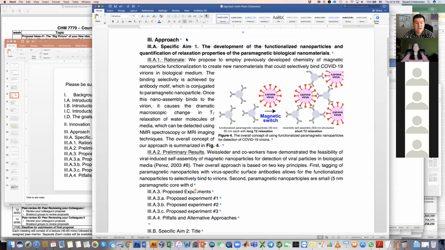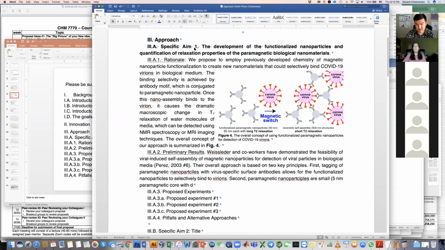I will copy and paste something which I prepared before this lecture. And now what you see I'm doing is I'm changing the font type. Here I'm making this section bold. I'm emphasizing that this is approach. This way, when the reviewer navigates through your proposal, he or she will be able to quickly figure out where your approach starts, what is your specific aim one, and what I'm doing here is essentially restating what my specific aim is.